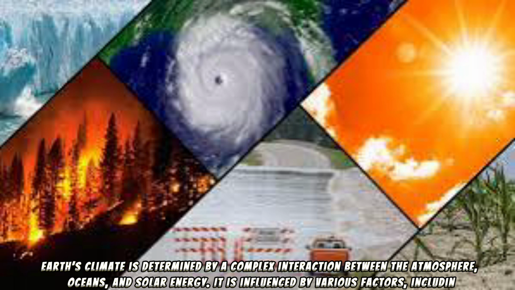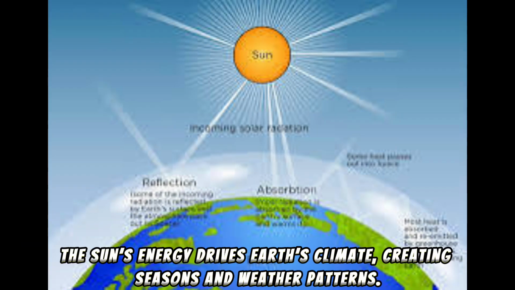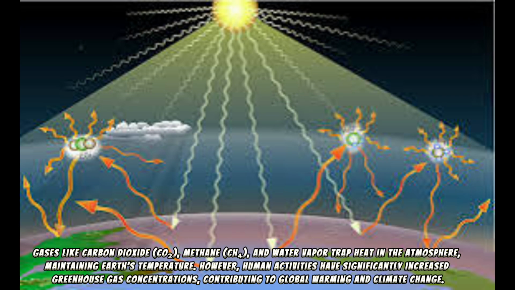Earth's climate is determined by a complex interaction between the atmosphere, oceans, and solar energy. It is influenced by various factors, including the sun's energy, which drives Earth's climate, creating seasons and weather patterns. Gases like carbon dioxide, CO2, methane, CH4, and water vapor trap heat in the atmosphere, maintaining Earth's temperature. However, human activities have significantly increased greenhouse gas concentrations, contributing to global warming and climate change.